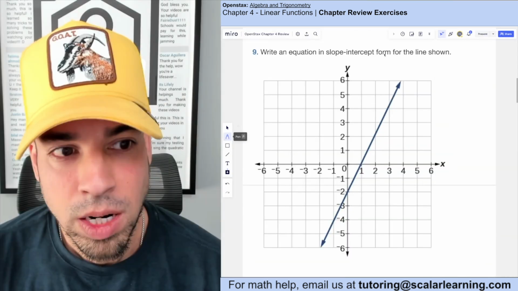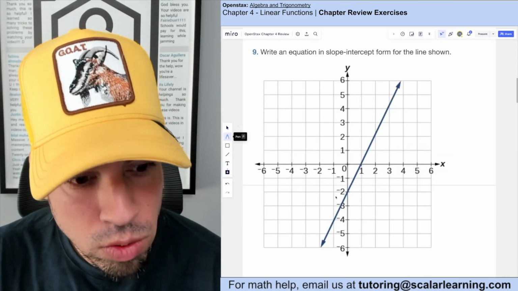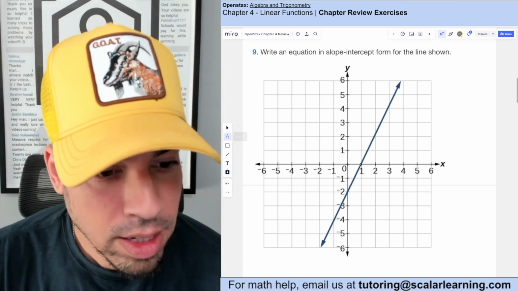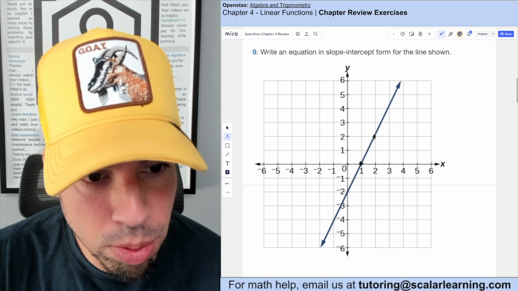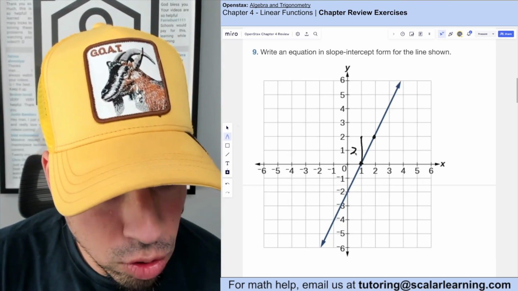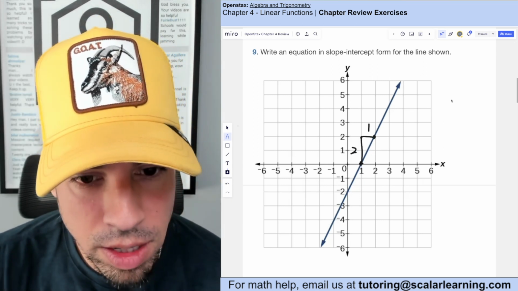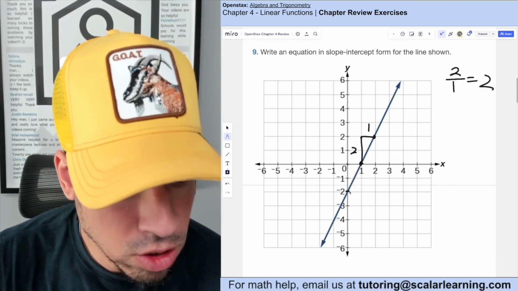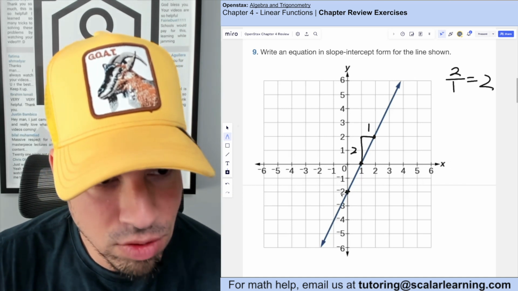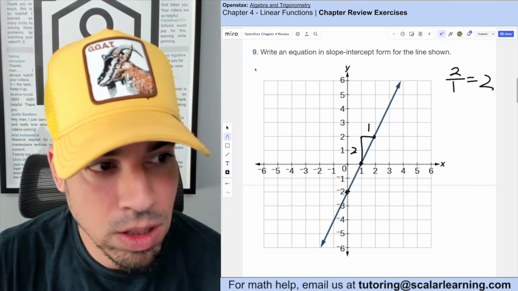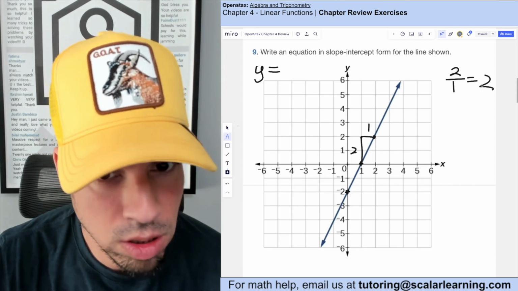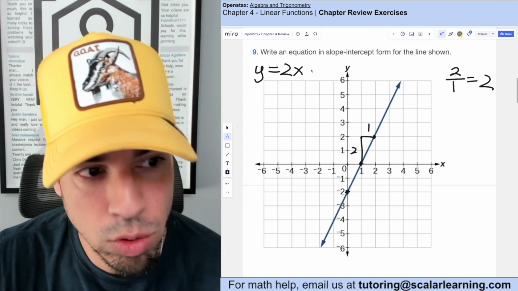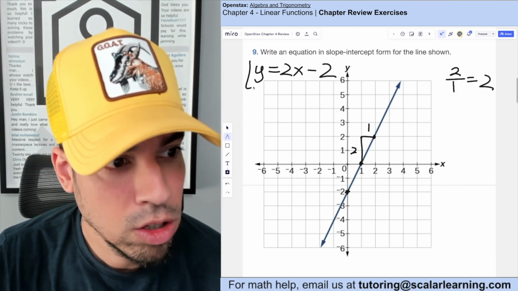Boom, done. Write an equation in slope-intercept form for the line shown. So slope-intercept form, I need to identify the slope and the y-intercept. So I can see that the slope, by choosing these two points here, is going up 2 and over 1, both of those positive values. So it's a slope of 2 over 1, which is a slope of 2. And then the y-intercept is where it hits the y-axis, which is at negative 2, which means my equation for the line in slope-intercept form is y equals the slope, 2, times x, plus that y-intercept value of negative 2, or minus 2. There's your equation.